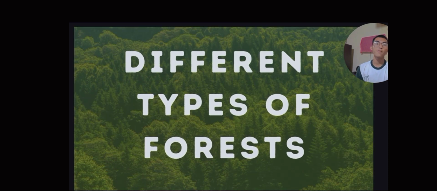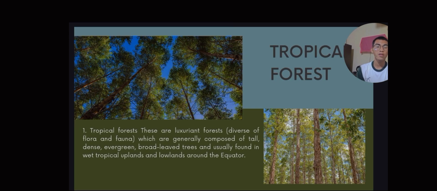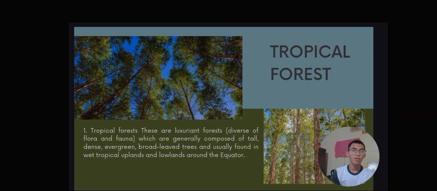So, different types of forests around the world. First is tropical forest. Tropical forests are luxuriant forests which are generally composed of tall, dense, evergreen, broad-leaved trees and usually found in wet tropical upland and lowland around the equator.